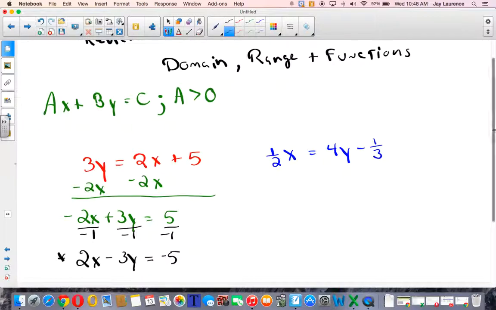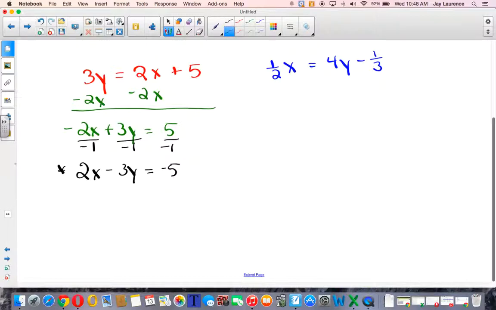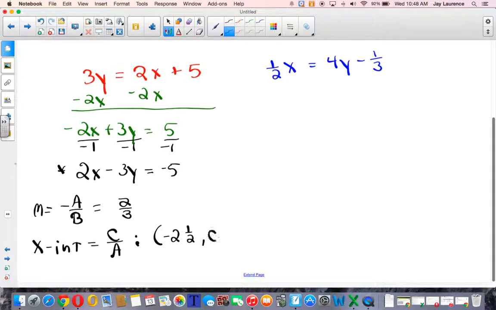When we're in standard form, finding the slope is easy. We know the slope is the negative of a over b. So the slope in this equation would be 2 over 3. We know the x-intercept very simply. That is found by doing c over a. It's not a pretty one, but that's okay. C over a is negative 2.5, 0.